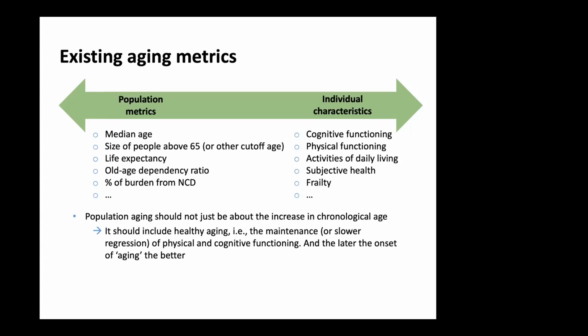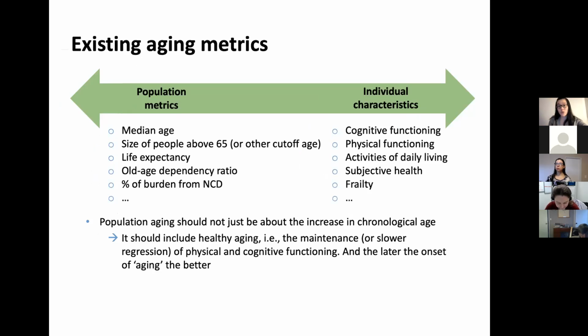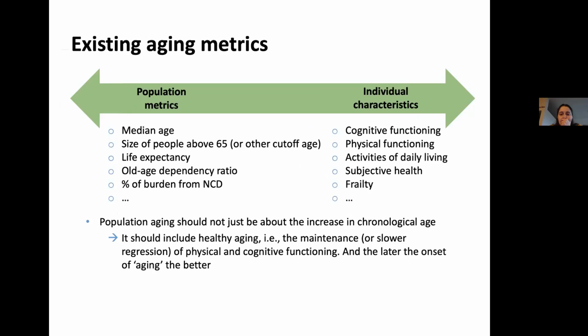And so I started looking into the literature and I found two sets of literature. One is population metrics that I've listed here that are mostly related to either how long you live, like life expectancy, or the size of a population over a certain arbitrary threshold of age. Then there's another set of literature that's more based on individual characteristics. So they include frailty, cognitive and physical functioning, activities of daily living, limitations in those, and so on.